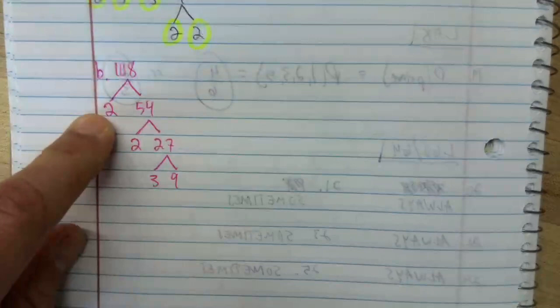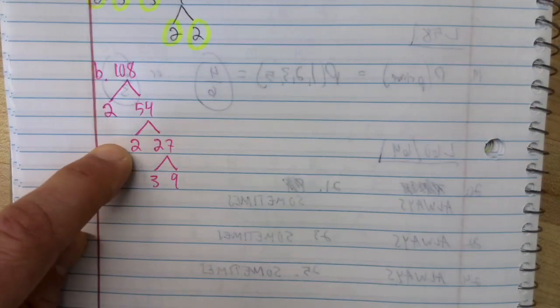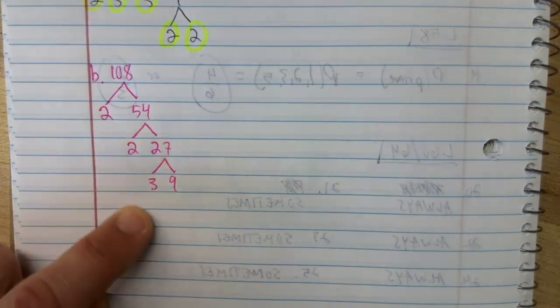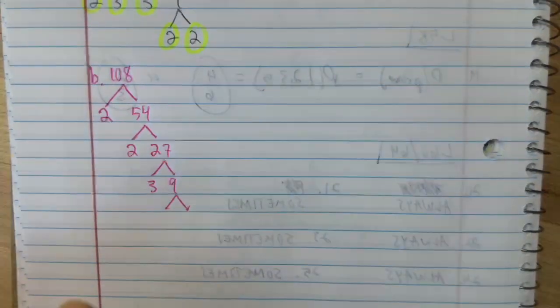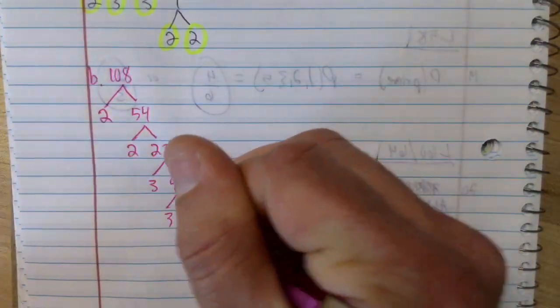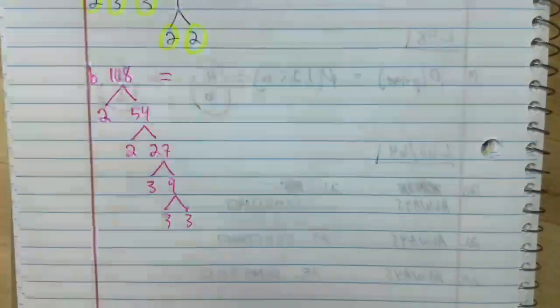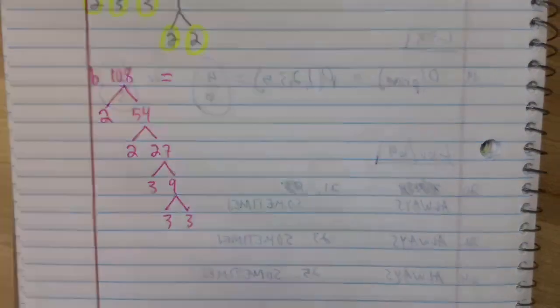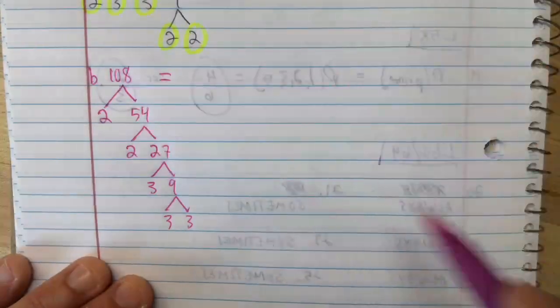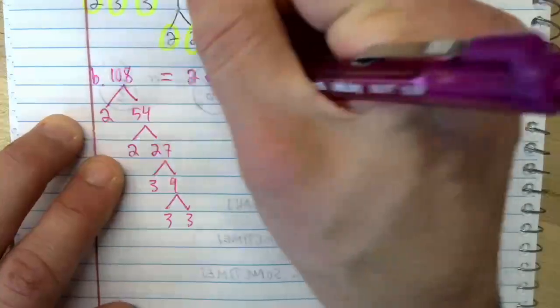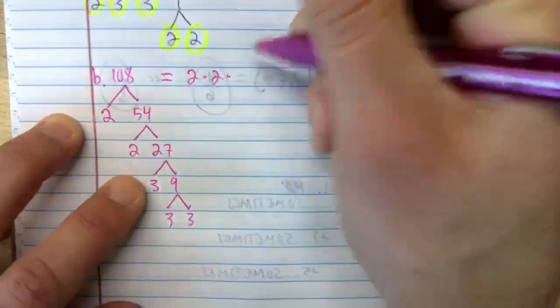You notice I'm not doing anything with the 2's. Why not? Because they're already prime. I already finished that part. And then 9, 3, and 3. And what you're going to notice is 108 looks really similar to 72 by the time I rewrite it in primes. So I've got 2 2's and how many 3's?